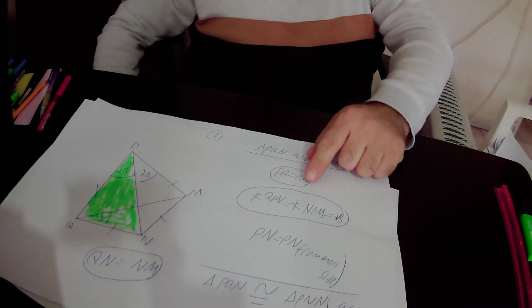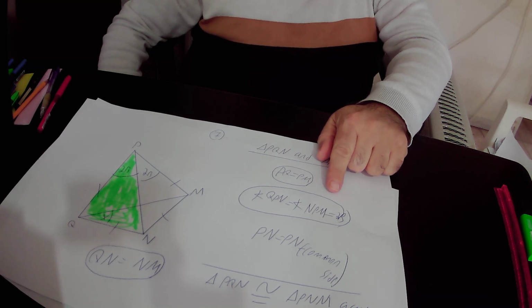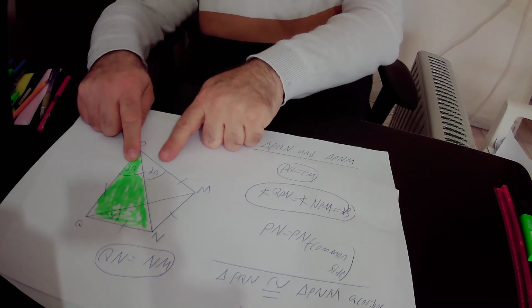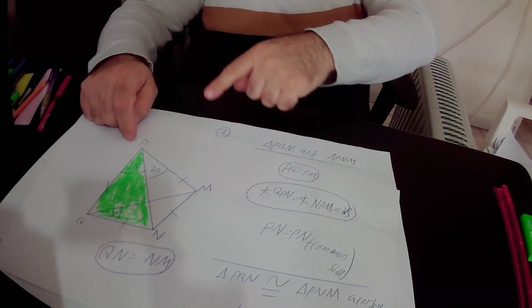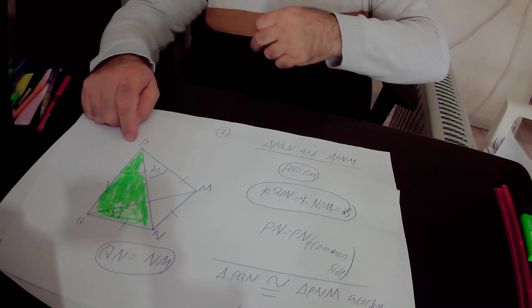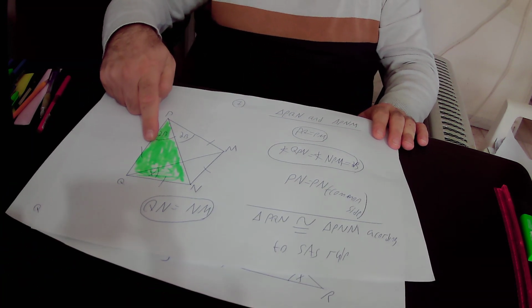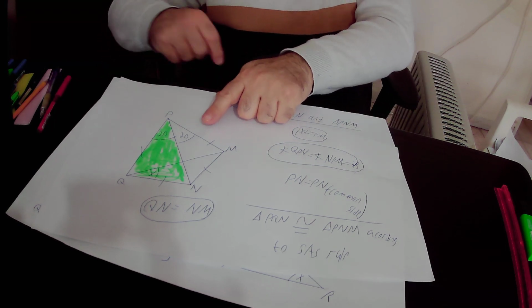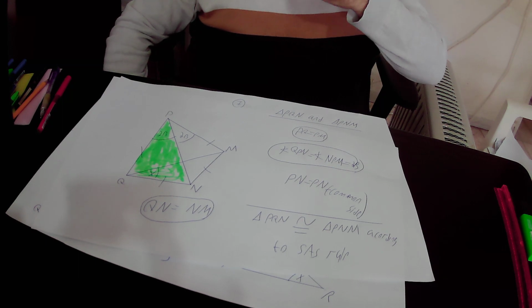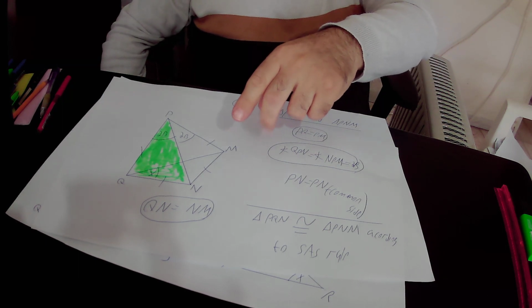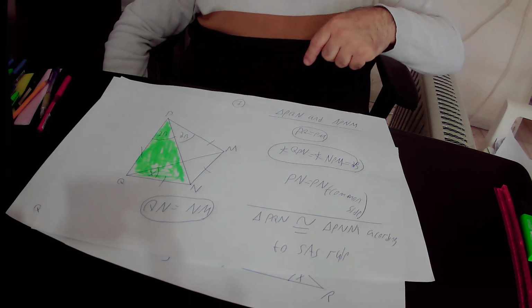and angle QPN equals angle MPN, equals 2 beta. Those two angles are equal to each other, and PN equals itself. It is a common side that belongs to both triangles. So we actually proved that the green triangle, triangle PQN, can go into the white triangle, triangle PNM, according to the side angle side rule. And from the fact that those two triangles can go into each other, we conclude that QN equals NM.